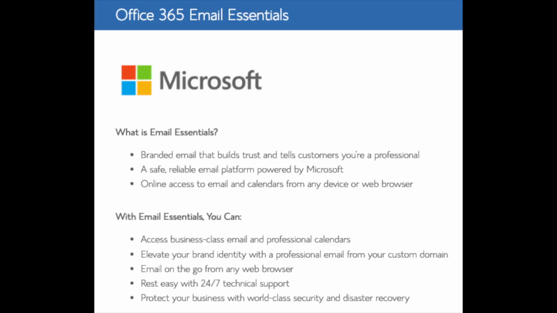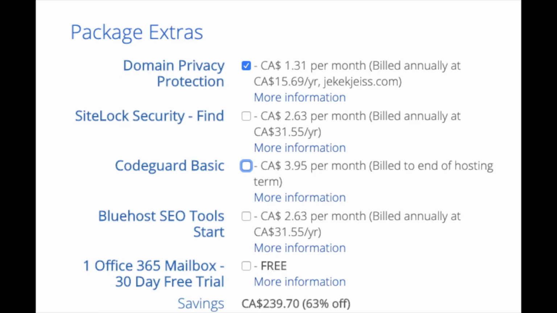Office 365 Email Essentials is the email software Microsoft Outlook that is commonly included with Microsoft Office. If you'd like to have your email powered by this Microsoft add-on, feel free to keep this selected. This isn't necessary to have. All of these add-ons are completely optional and up to you to get. As you can see, you're saving a lot for this hosting package.